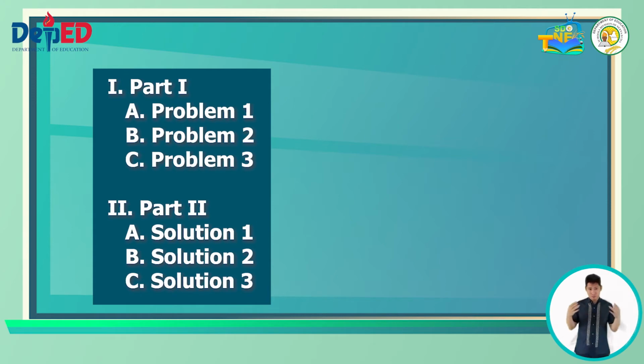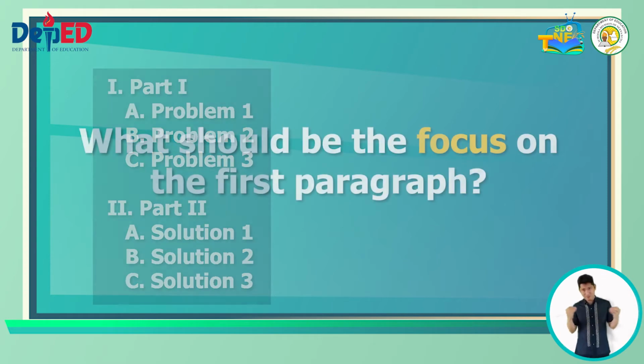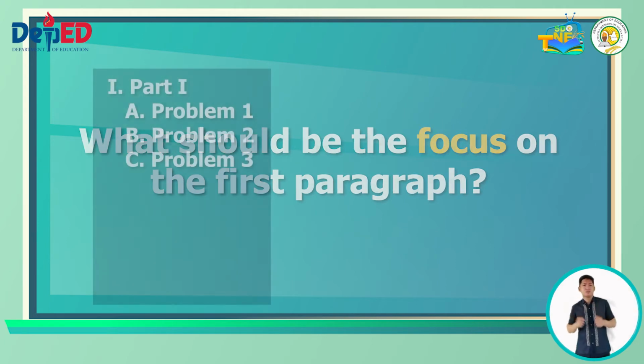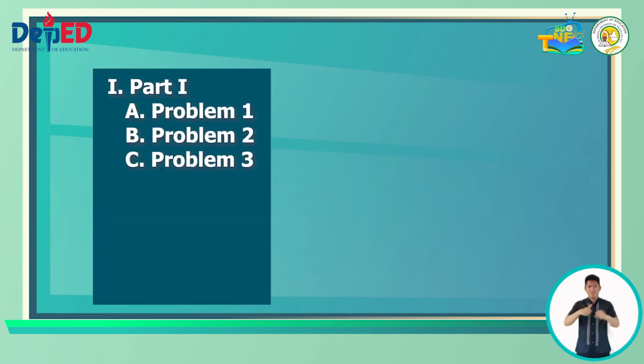This pattern is designed to compel the reader to make some kind of change in opinion or behavior by establishing that a problem exists, then providing a solution. What should be the focus on the first paragraph? The first paragraph may focus on establishing that a problem exists. You may identify the different aspects of the problem being discussed and offer evidence of the problem.